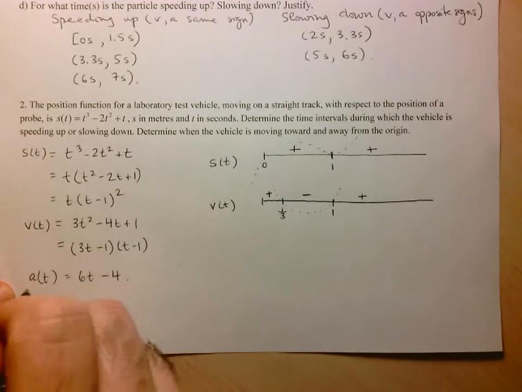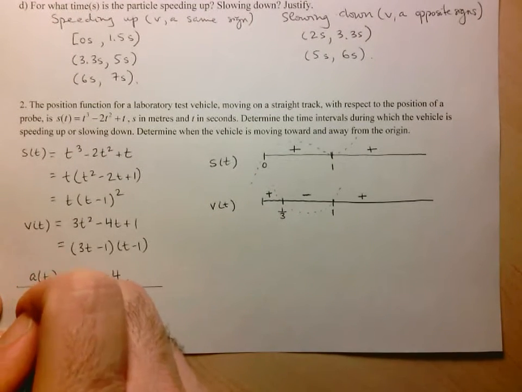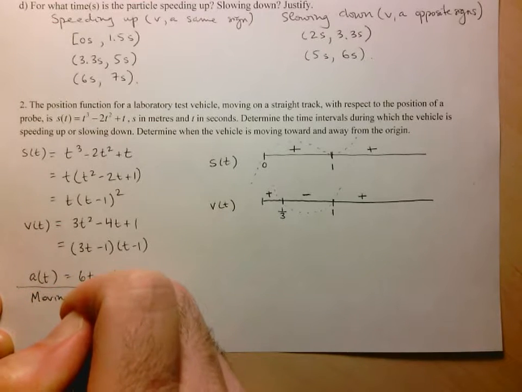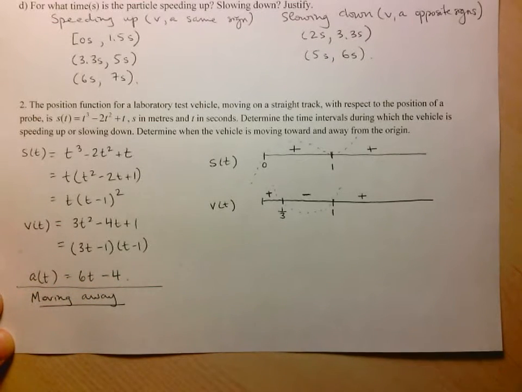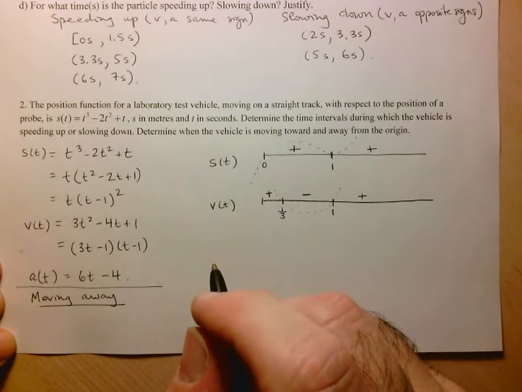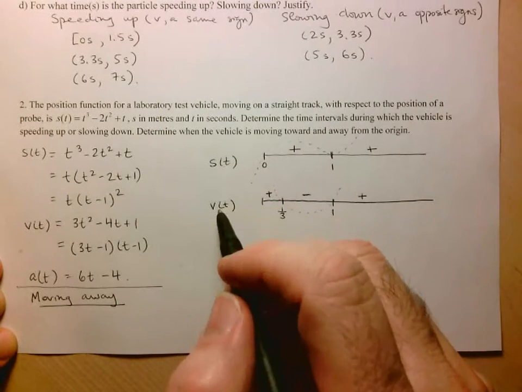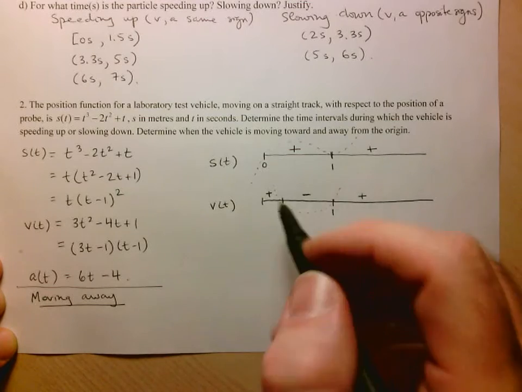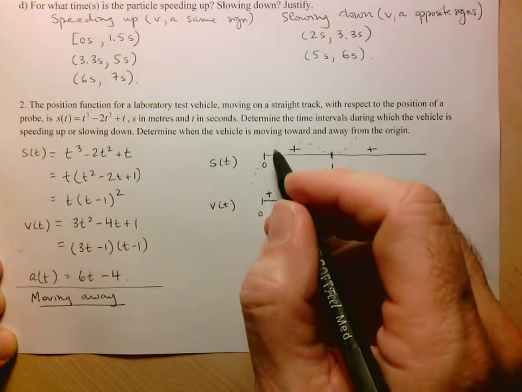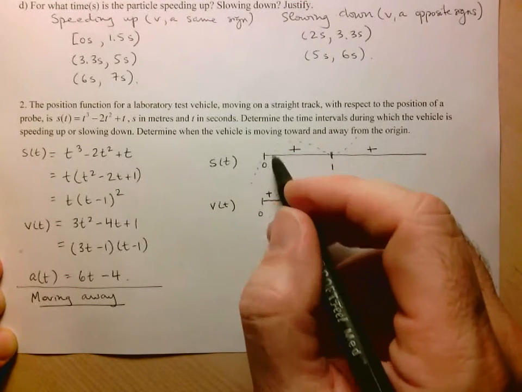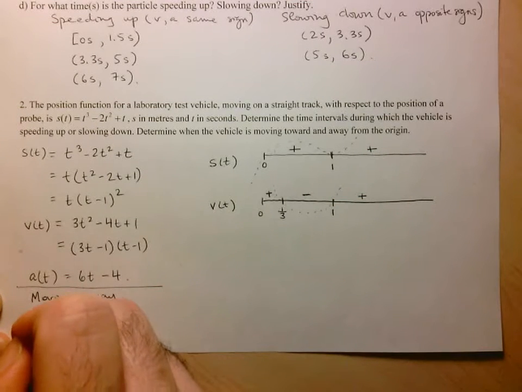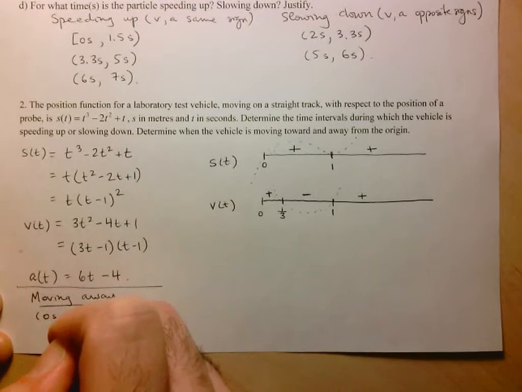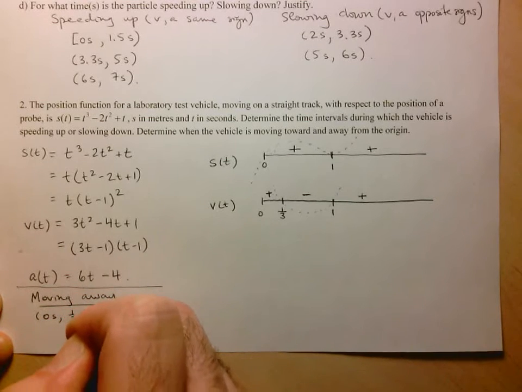So we'll do that here. Let's take a look at moving away. Well, we said it moves away when the position and velocity have the same sign. So here we see that we have the same sign. From 0 to 1/3, they're both positive. So moving away, we've got 0 seconds to 1/3 seconds.